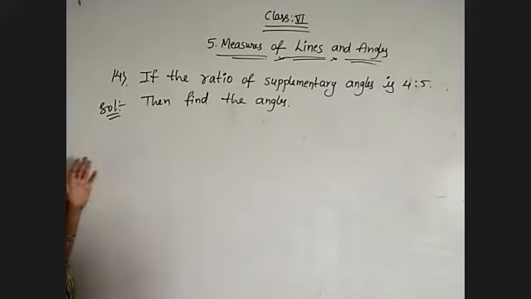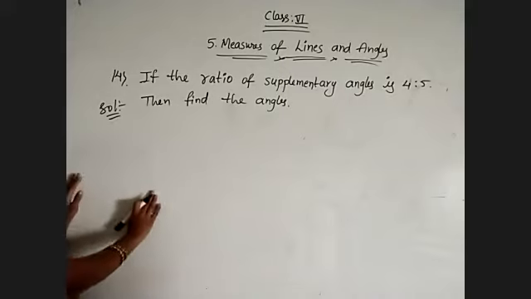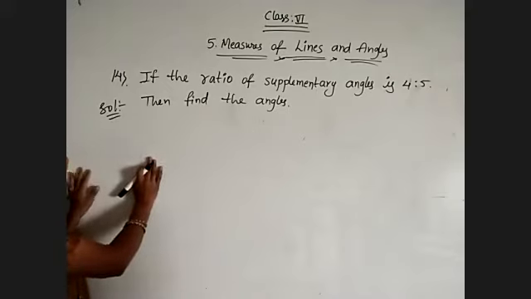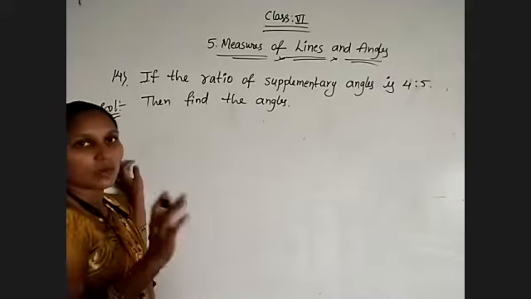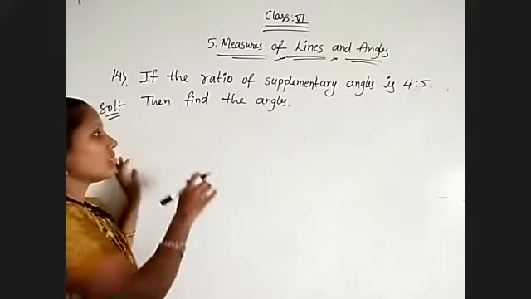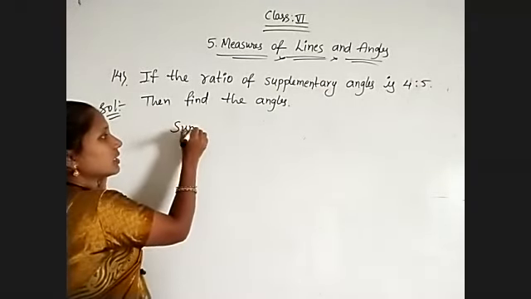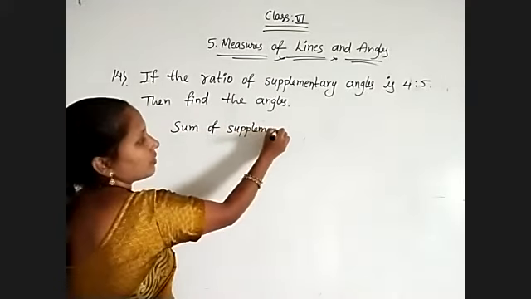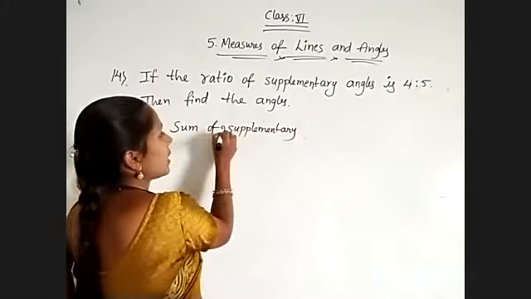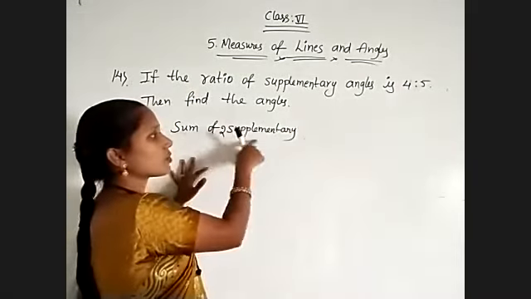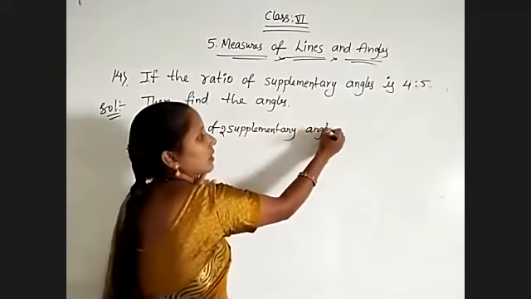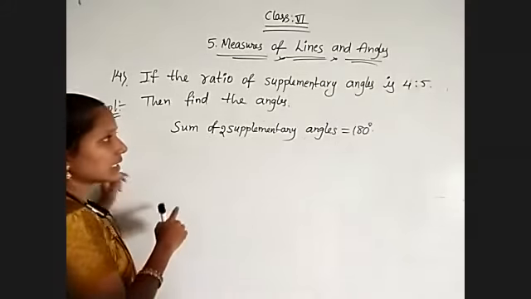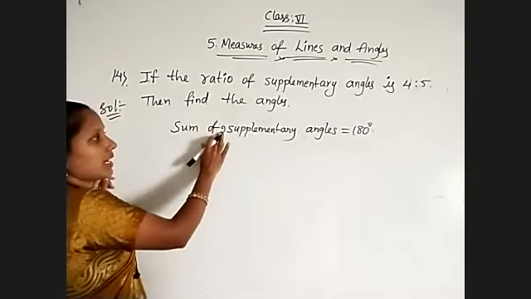Now coming to the question, if we don't have options, how do we simplify? Supplementary angles means the sum of the supplementary angles is equal to 180 degrees. This one we know very well. So first of all, write that the sum of two supplementary angles, a pair of angles, is equal to 180 degrees. And here they have not given what those supplementary angles are. We need to find them.